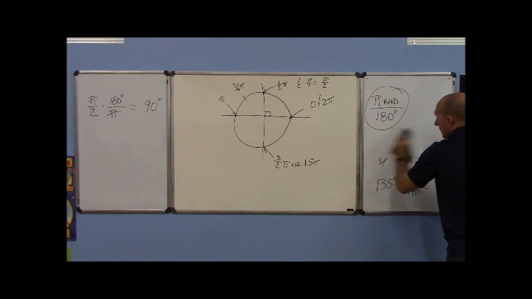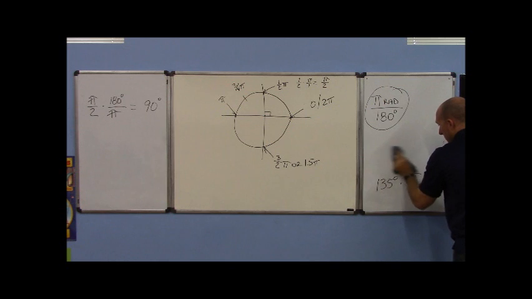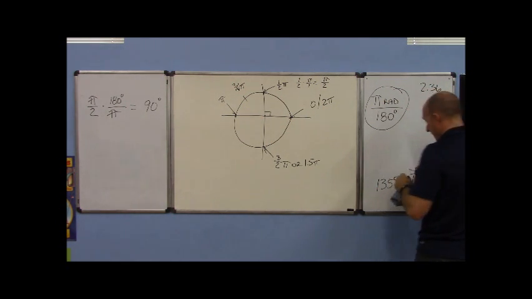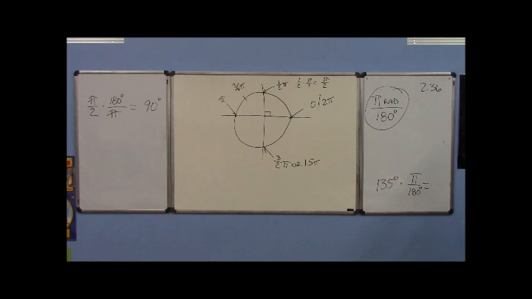Now, whenever you looked at your table, what was the highest degree that it went up to? 90. So here we pose a problem. We have 135 degrees. No. So what do we do? We multiply till we get that number.